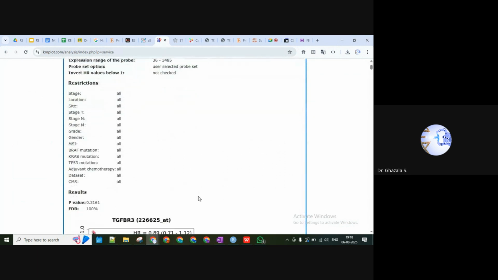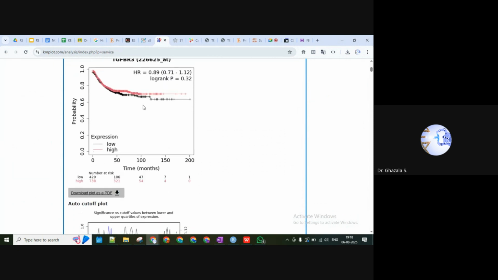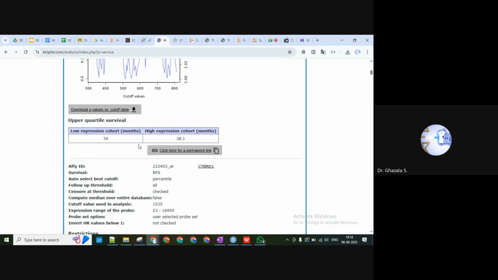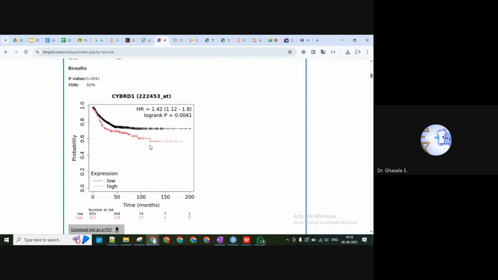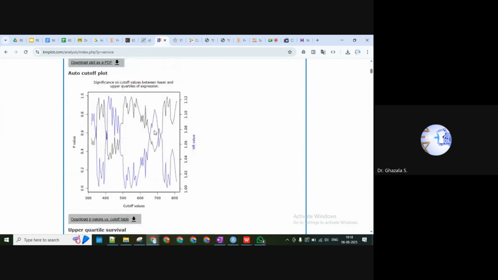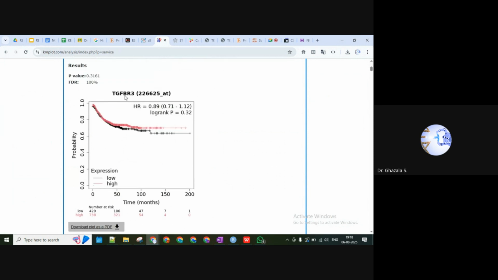Let me show you the survival plots first, so that accordingly I can mention which are the more predictive kind of plots that we are having. So here we can see in the first plot for this gene TGFBR3. Okay, there is not much difference between high expression and low expression. If the gene is expressed high or low, the survival probability does not have much difference, right?